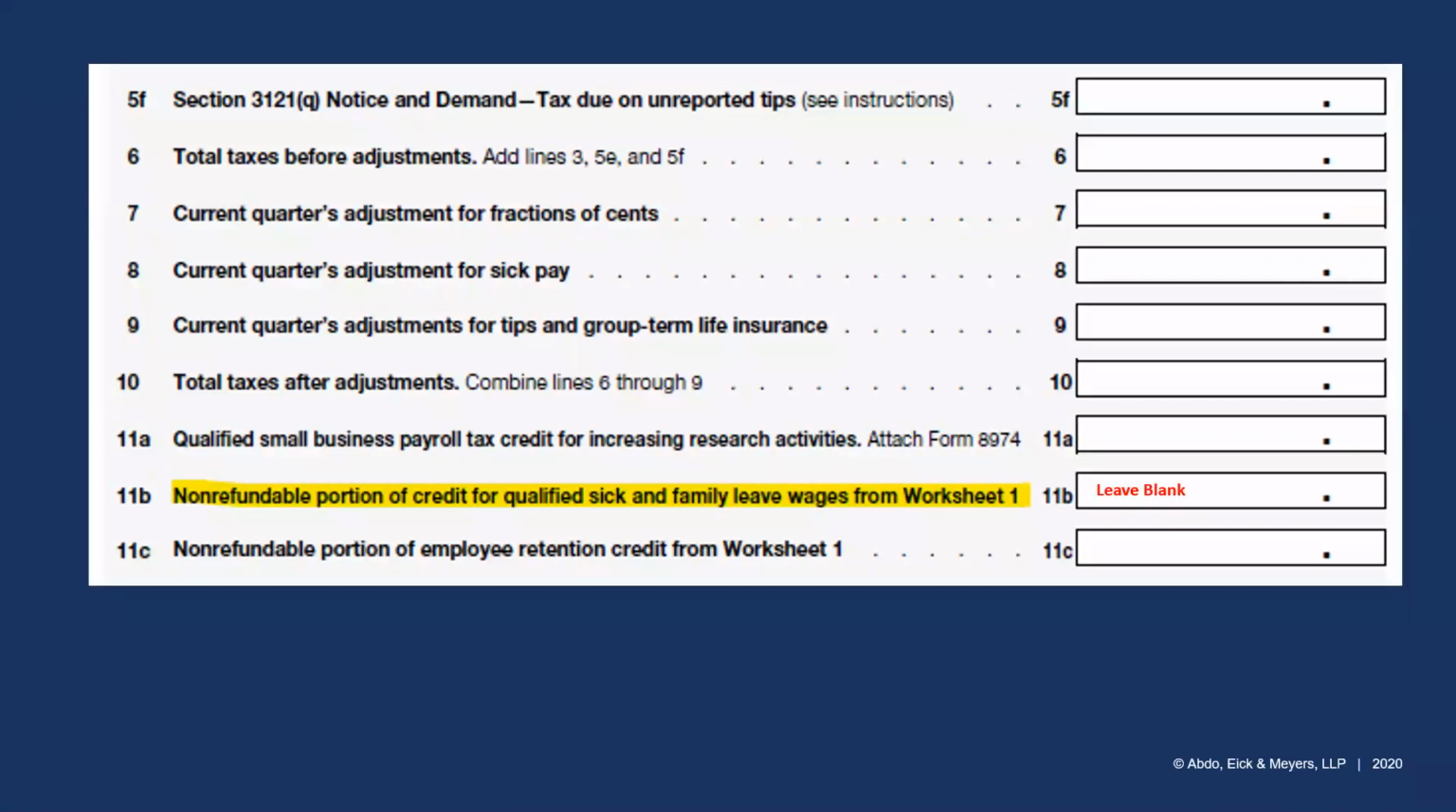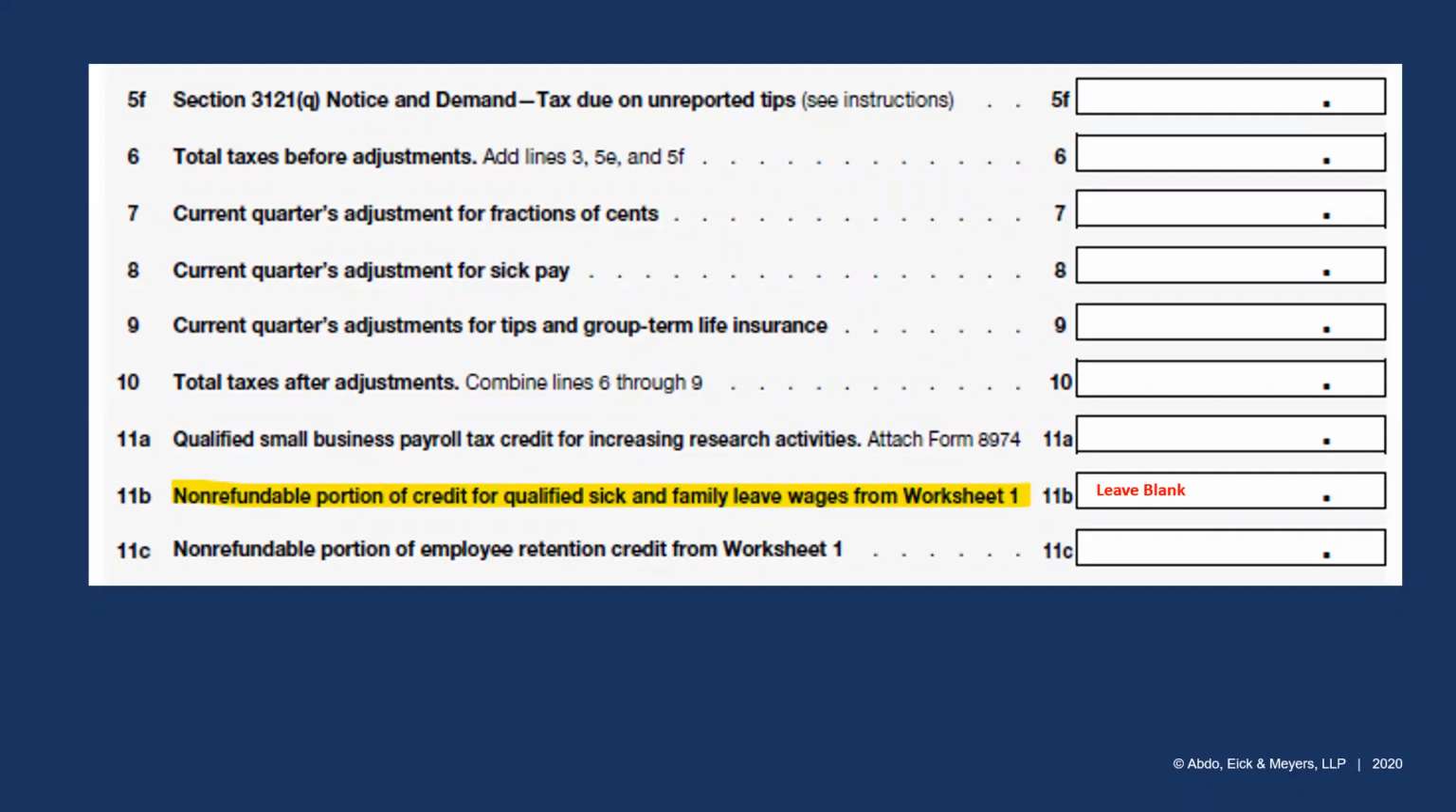Then if we move on to the bottom half of that first page of the Form 941, we really get into an area that I think, Ann, even you and I had to really dig into the instructions to come to some conclusions on. So can you talk a little bit about line 11B and this non-refundable portion?